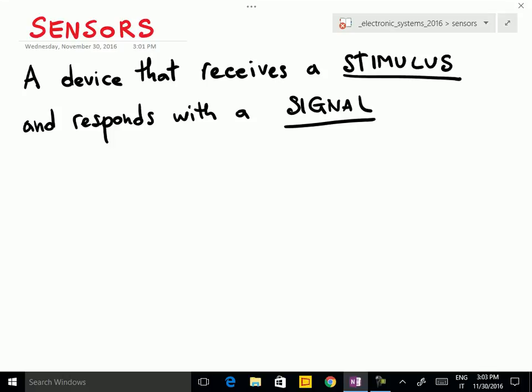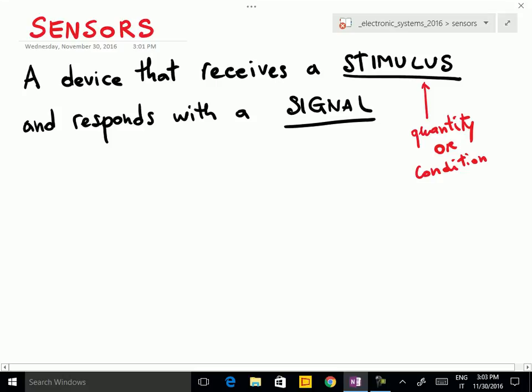So what is a stimulus? The stimulus is the quantity that we want to measure. A quantity or a condition that we want to measure. We could be in a situation in which we want to measure if a person is in a room or not. Of course, that is not a quantity; it is a situation, a condition that we want to measure.